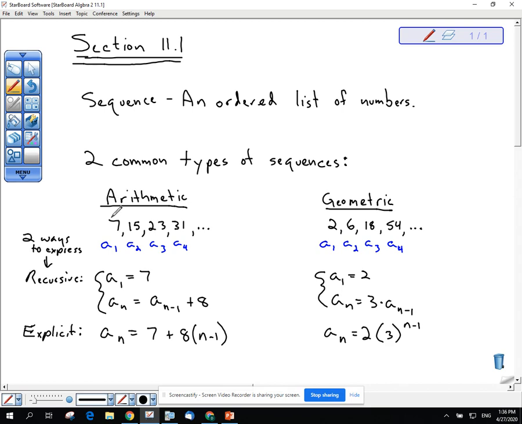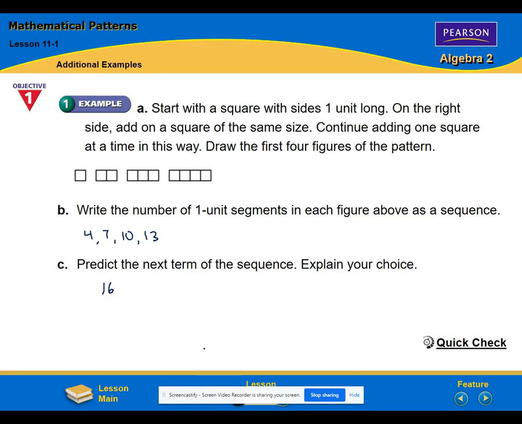Okay? So again, as sort of your completed notes here, this is the recursive formula for arithmetic. This is the explicit formula for the arithmetic. The specific sequence 7, 15, 23, 31. This is the recursive formula for 2, 6, 18, 54. This is the explicit formula for the same sequence. Okay? Now, one more example.